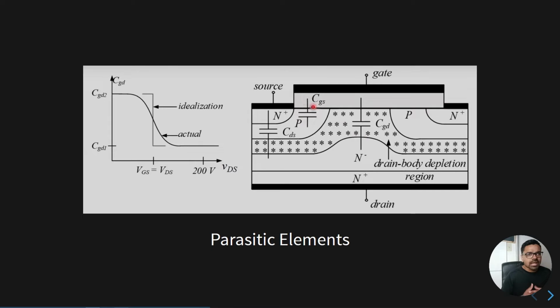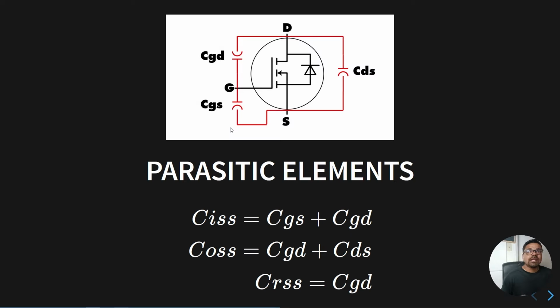What we also have over here is something called the Miller effect, and that's also affected by the parasitic capacitance. So what we have over here is a capacitance across the gate to drain. We've got a capacitance between gate and source, and we have a capacitance between drain and source. All right, so these are parasitic elements.